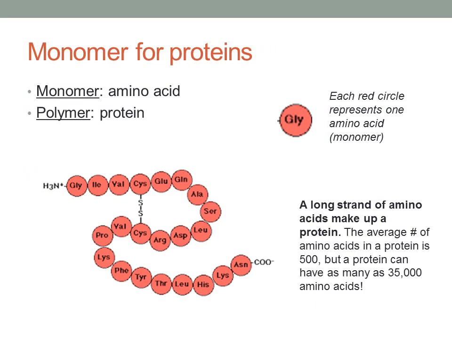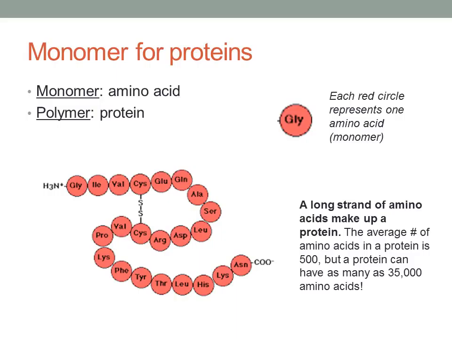So if we're thinking of a different type of macromolecule, like proteins, we obviously will have a new monomer. The monomer for proteins are amino acids. If you see on the right-hand side, you have a red circle, and that represents one amino acid, which is that small subunit that makes up a protein. If we were to string all of these red amino acids together, then what we would form is a protein. So a long strand of amino acids make up a protein.